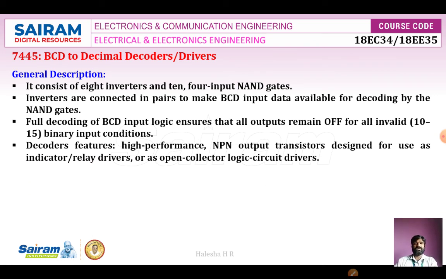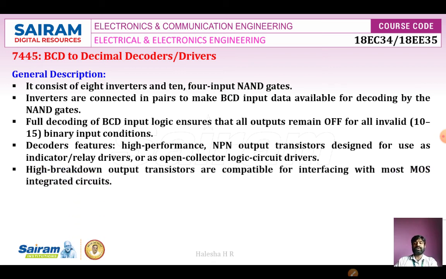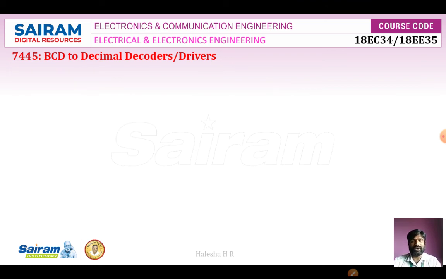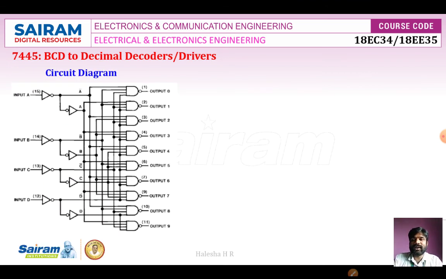The features of this decoder: it has high performance, and we use an NPN output transistor. It is designed to be used as indicators or relay drivers, or we can use it as open collector logic circuit drivers. And also the high breakdown output transistors are compatible for interfacing with MOS, that is metal oxide semiconductor integrated circuits. Okay? So this is the corresponding circuit diagram.